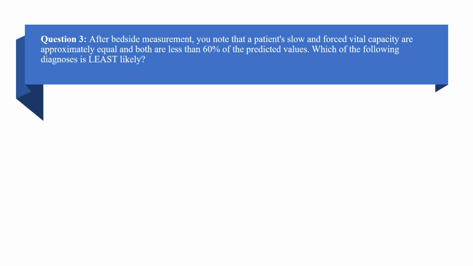Question 3. After bedside measurement, you note that a patient's slow and forced vital capacity are approximately equal. Both are less than 60% of the predicted values. Which of the following diagnoses is least likely? Least likely.